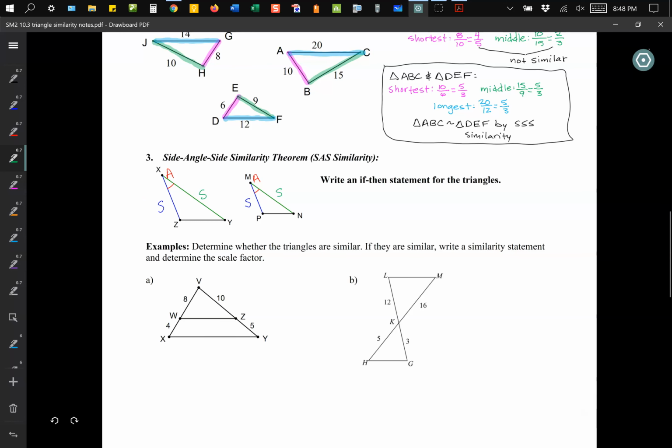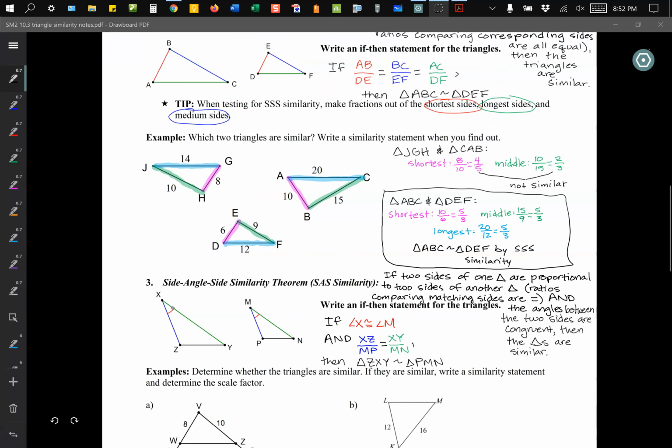So let me write this up. So this says that if two sides of one triangle are proportional to two sides of another triangle, which means that if you make fractions out of the matching sides, XZ divided by MP, the blue side over the blue side, will simplify to the same thing as XY divided by MN, the green side over the green side, and that angle between the two, angle X and angle M, are congruent, then your two triangles are similar.